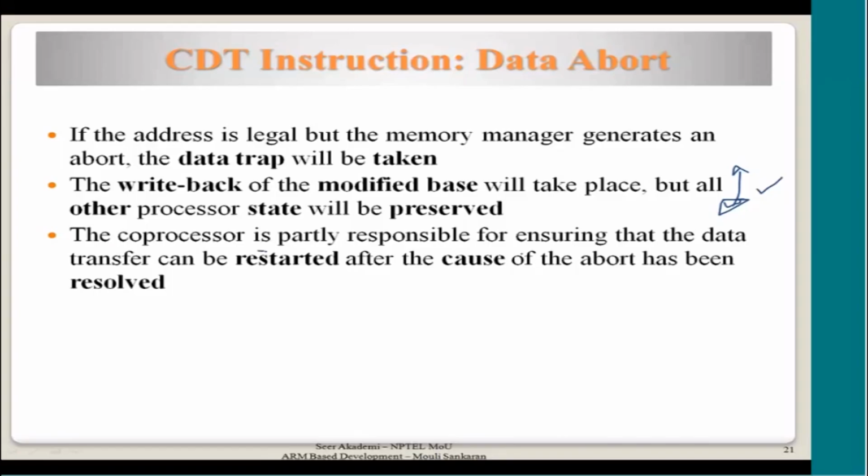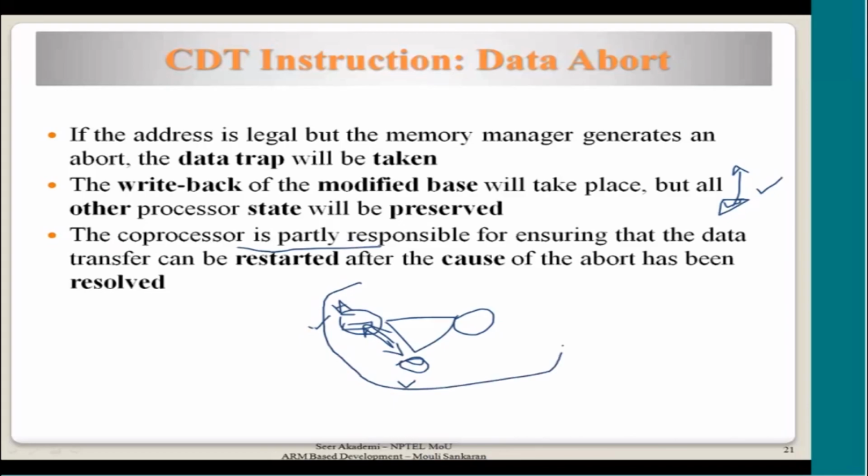Why I am saying the coprocessor is partly responsible is because the data is provided by the coprocessor and the address is generated by the ARM, right? It is a three-party transfer. Three parties are involved: ARM, memory, and coprocessor. So if an abort happens and the instruction has to be restarted, then the coprocessor also should be partly involved in this. The coprocessor may know that this abort has happened. There may be some signal by which it comes to know that there is an abort, because the pipeline flush will happen. So the three parties will work together to resolve this issue.